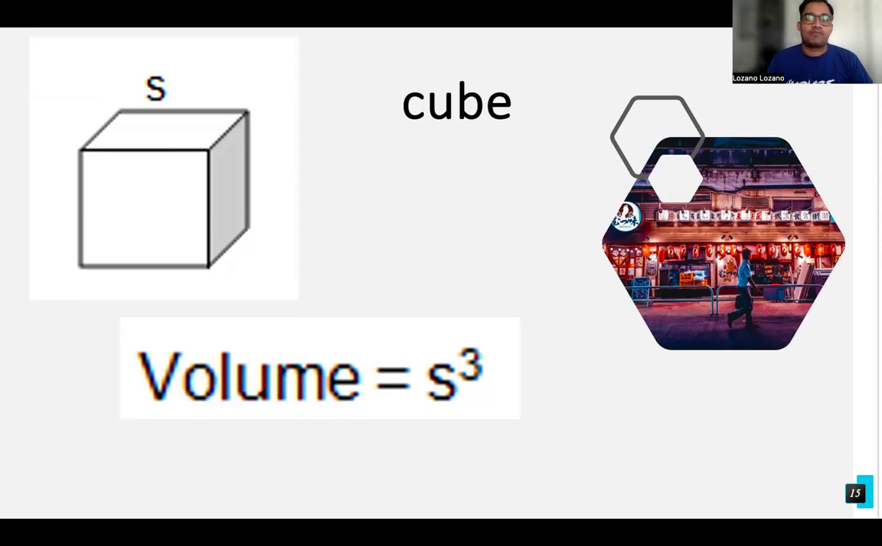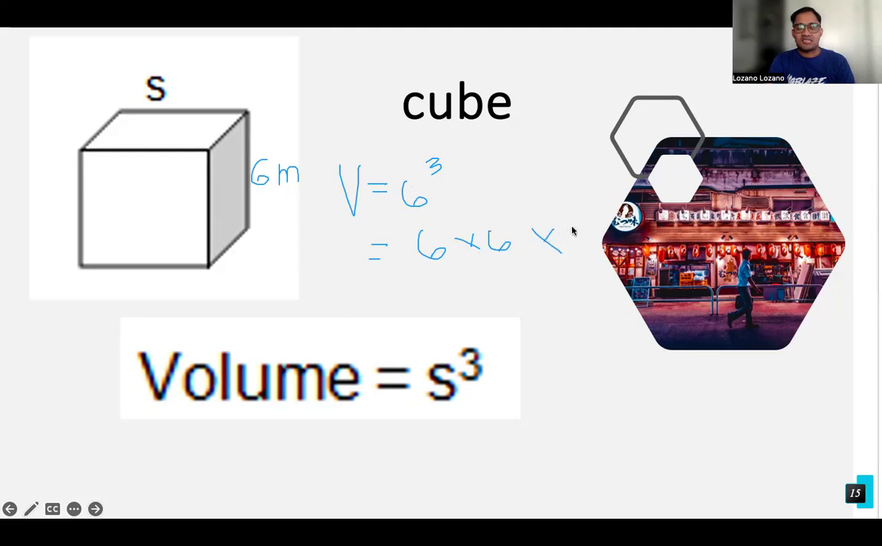The formula for the volume of the cube is volume equals S to the third power, or S cube. Let's say the measure of our cube is 6 meters. It means the volume is equal to 6 to the third power, or 6 cubed. So that is 6 times 6 times 6.